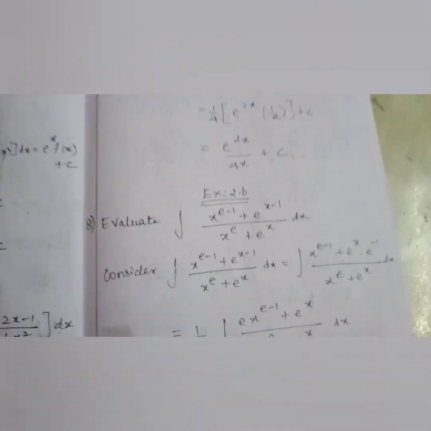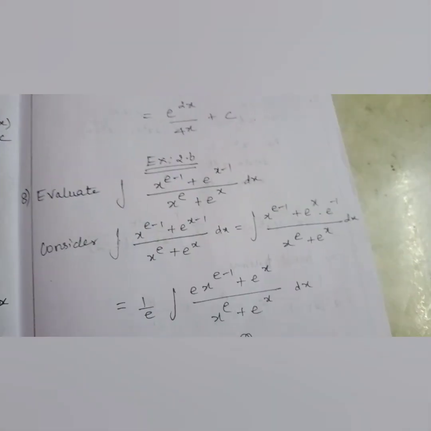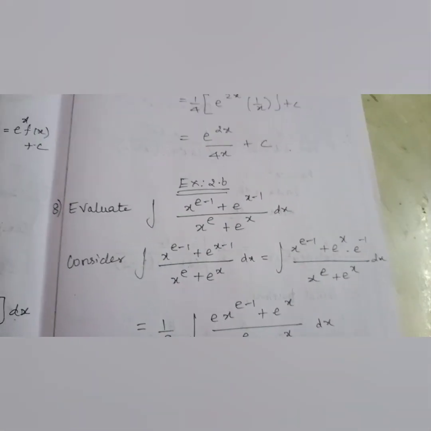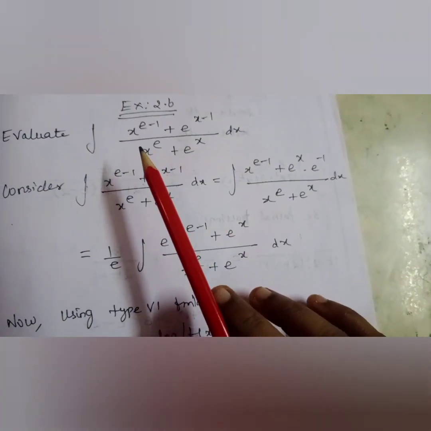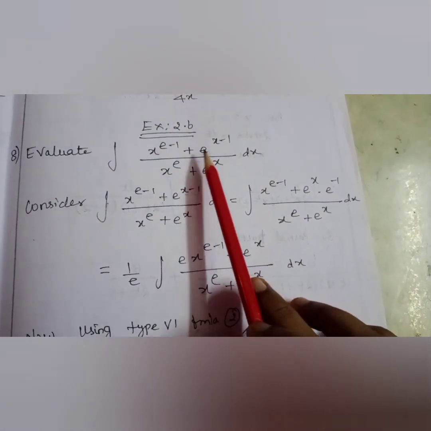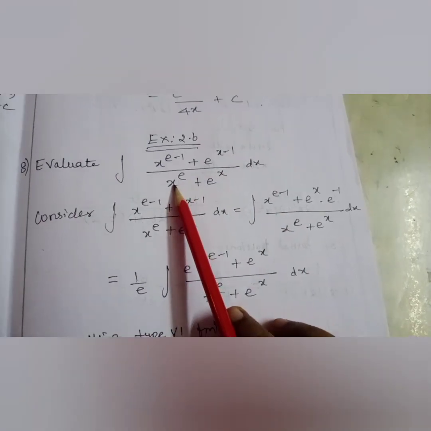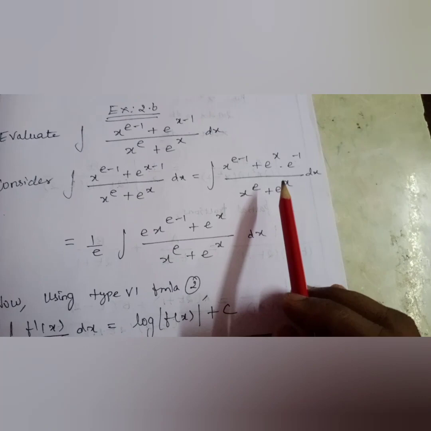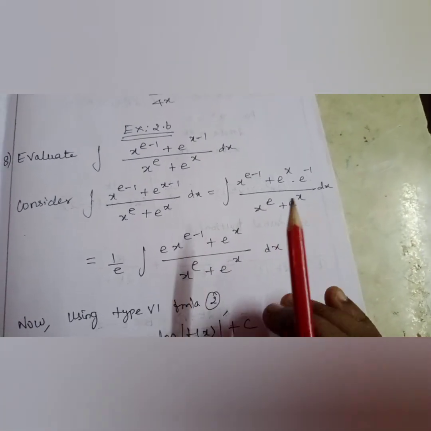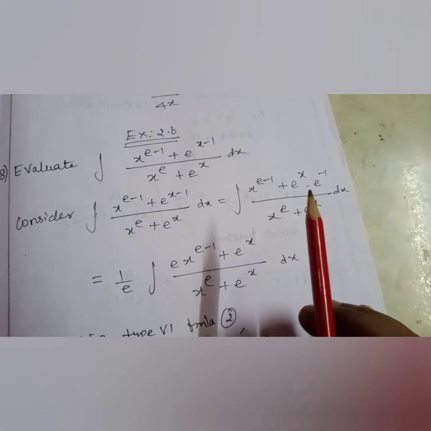Now we'll move on to the exercise 2.6. 8th sum. We have done till 7th sum in the previous class. Today we will see the 8th sum. Evaluate integral x e power minus 1 plus e power x minus 1 by x power e plus e power x dx. So reading the question itself, you people will be thinking that it is a very twisted sum. Now it is very easy.